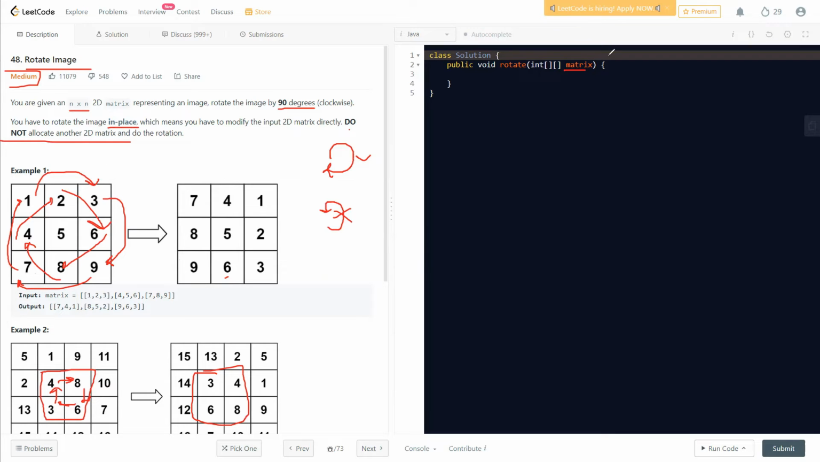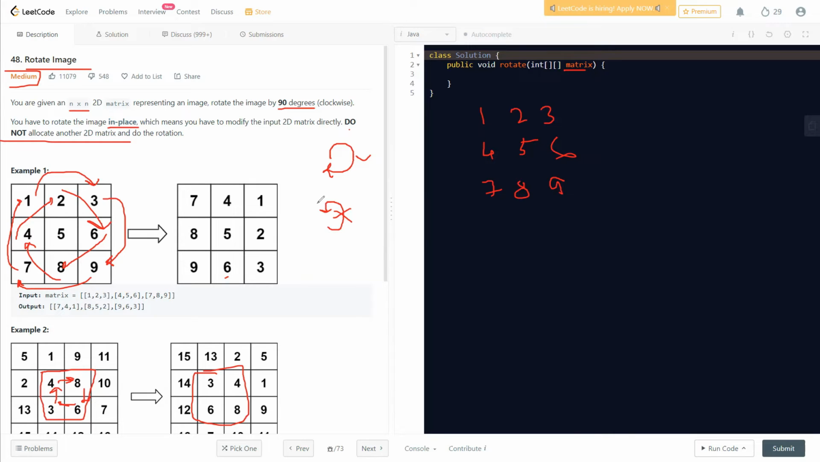Okay, so let's quickly write down our example one. Say we have 1, 2, 3, and then 4, 5, 6, followed by 7, 8, and 9. Just ignore that improper writing of 6. Anyways, so what's the idea?